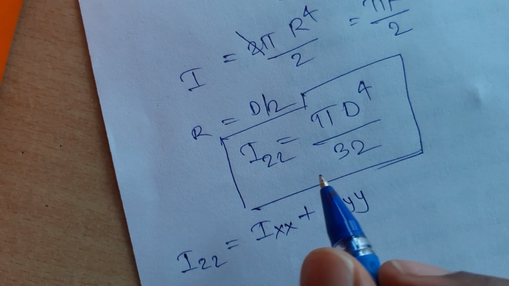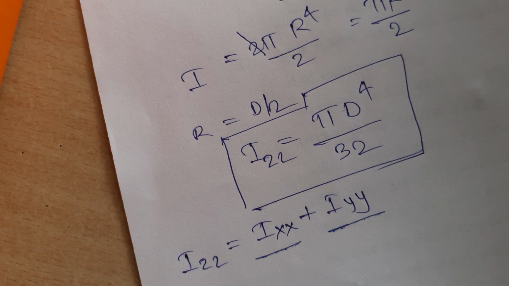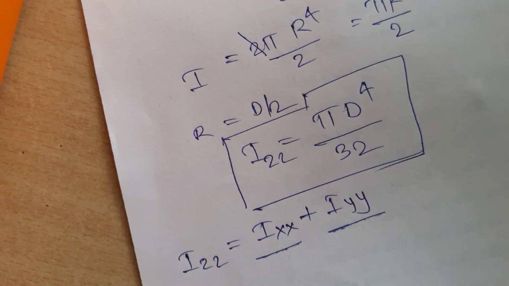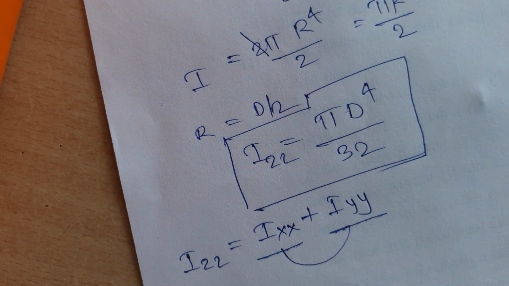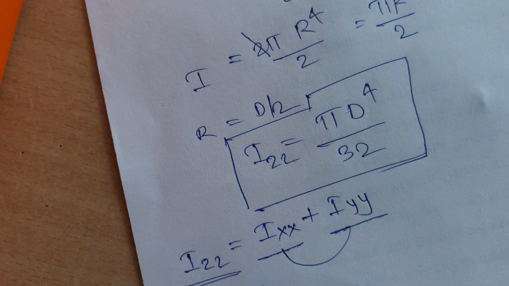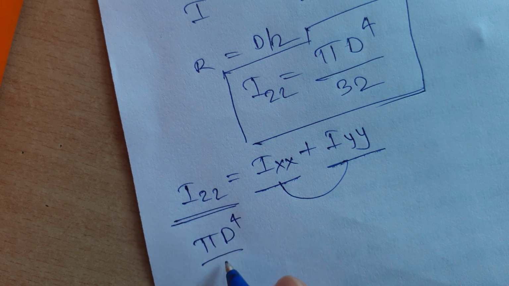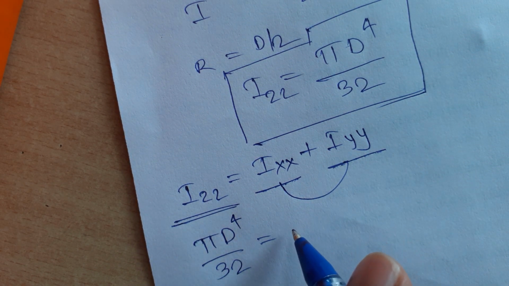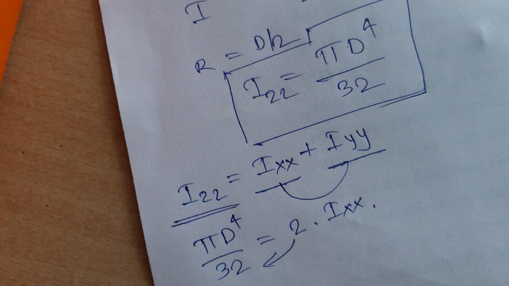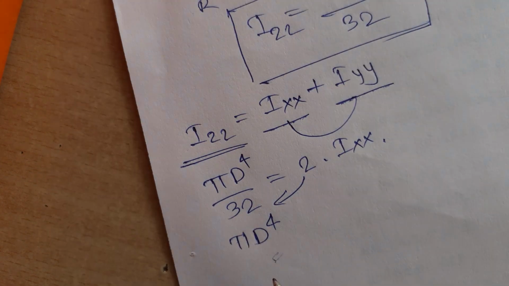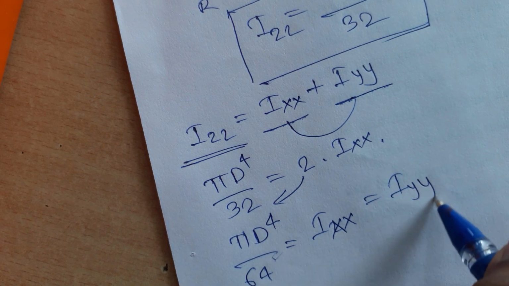In this case Ixx and Iyy are both the same, because the shape of the plate is circular. A circular plate means it's uniform and both values will be equal. Izz is what we have already found, πD⁴/32, and as both are the same, considering 2 times Ixx, the 2 goes into the denominator and we get πD⁴/64 equal to Ixx, which is equal to Iyy.